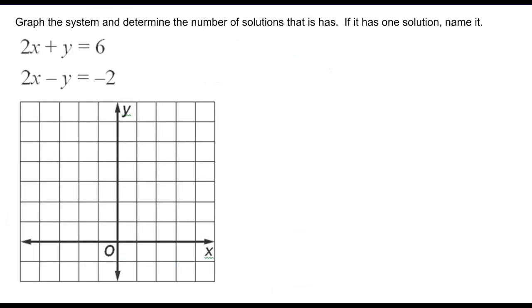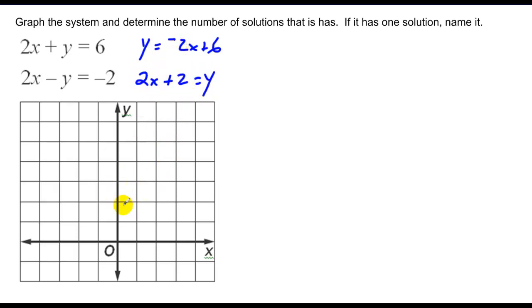Let's start with our graphing approach first. You'll notice that they want us to graph the system to determine the number of solutions. If it's got one solution, you name it. So neither of these are in slope-intercept form. I'm going to put them there. So this is y equals negative 2x plus 6. This is 2x plus 2 equals y.